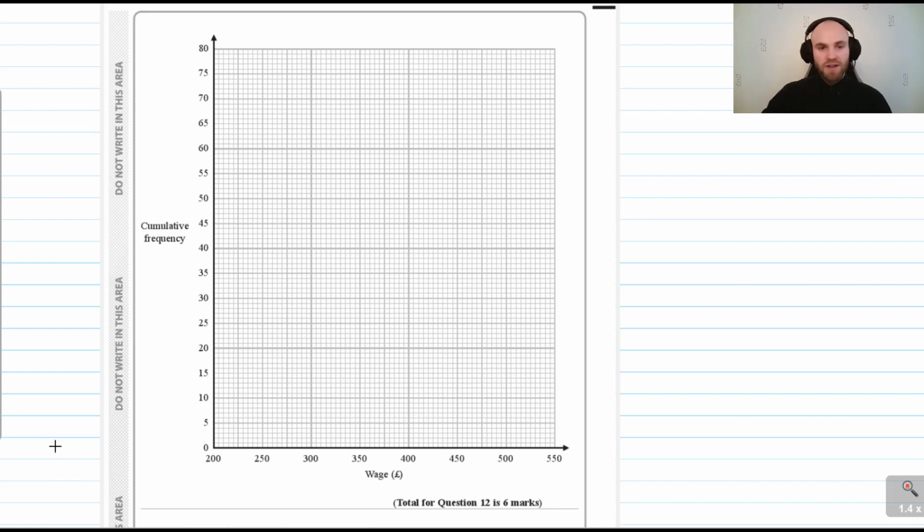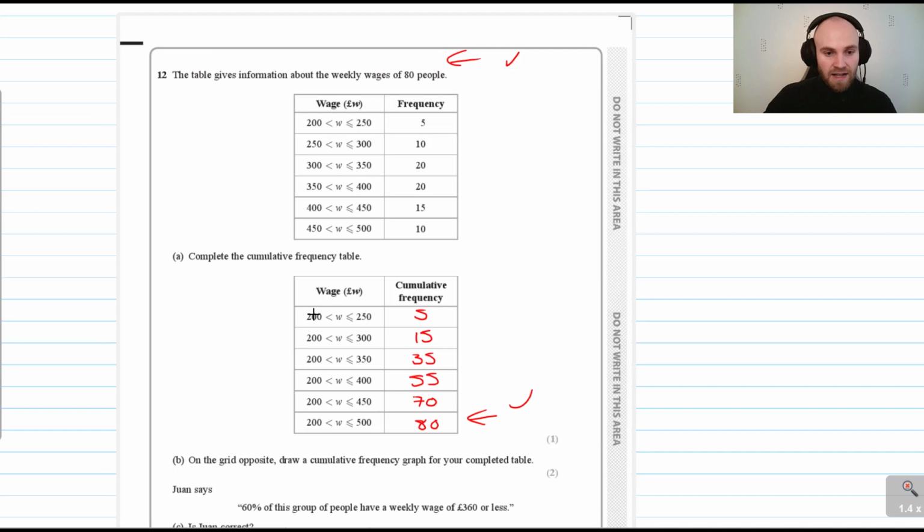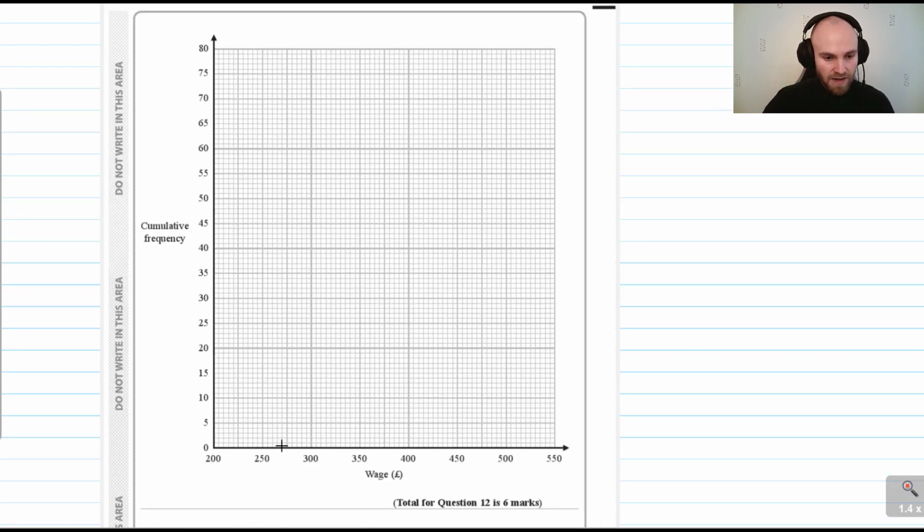I'm going to admit, this is not the easiest thing to do on the computer. So this isn't going to be the best. It's not going to be very neat or accurate, but I'm going to do my best. So like I said, we've got this range here between 200 and 250. We don't choose the midpoint, which would be 225. We always choose the end point with a cumulative frequency table. So it's going to be at 250 pounds, we're going to have 5 people. So 5 people, 250, go to 5.